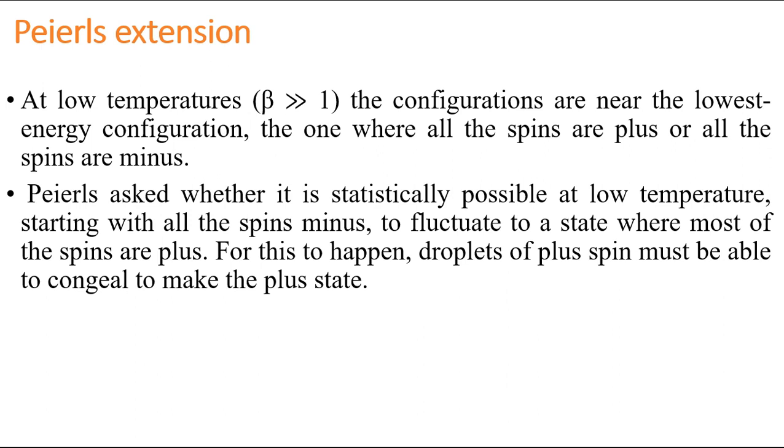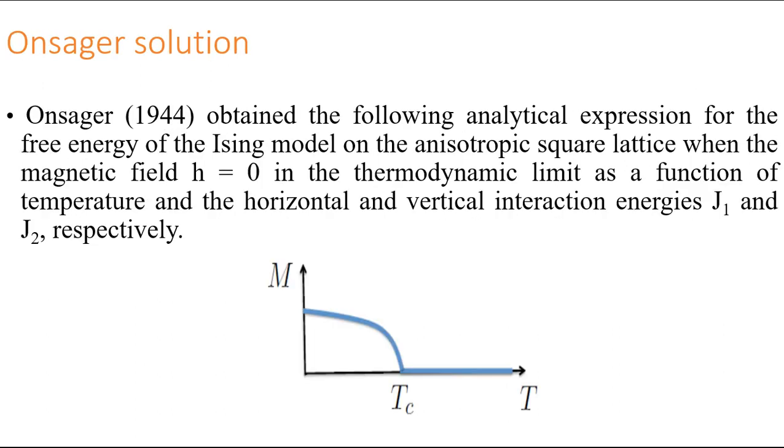This gave the concept of a phase transition in the ferromagnetic system, and we now know it happens at a critical temperature Tc. After that, Onsager in 1944 obtained an analytical expression for the free energy of the Ising model in 2 dimensions on a square lattice, when the magnetic field is 0, in the thermodynamic limit as a function of temperature. You can see the magnetization changing at T equal to Tc, the critical temperature. Below this temperature, the system is in the ferromagnetic state, and above it, the system is in the paramagnetic state. So he observed from his calculation that there is a phase transition in the 2D square lattice.